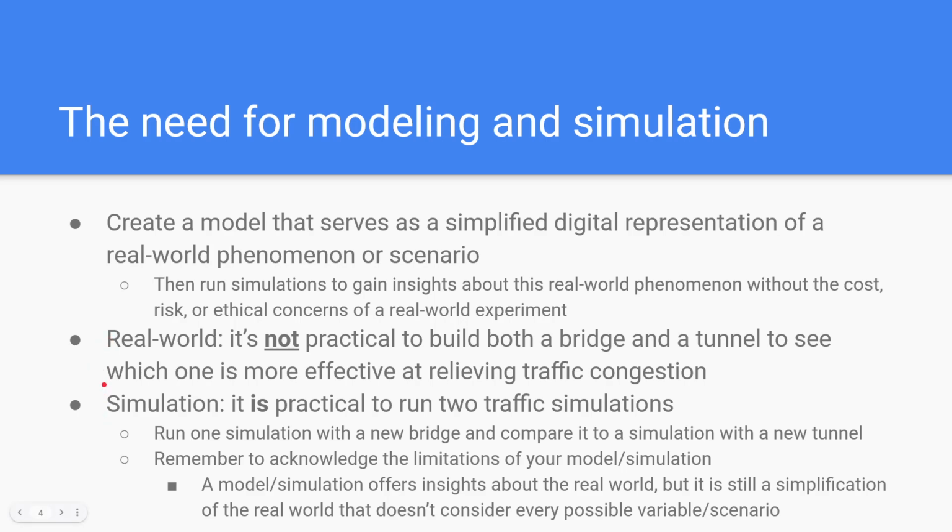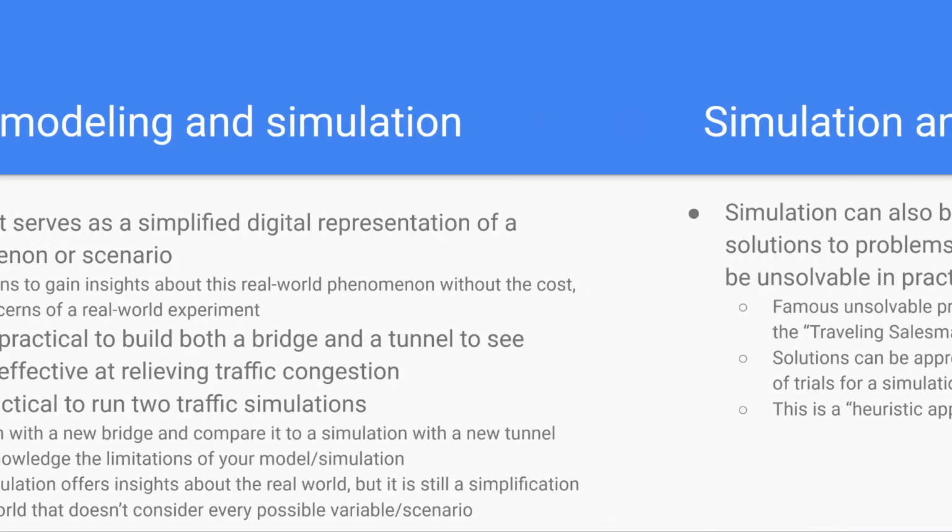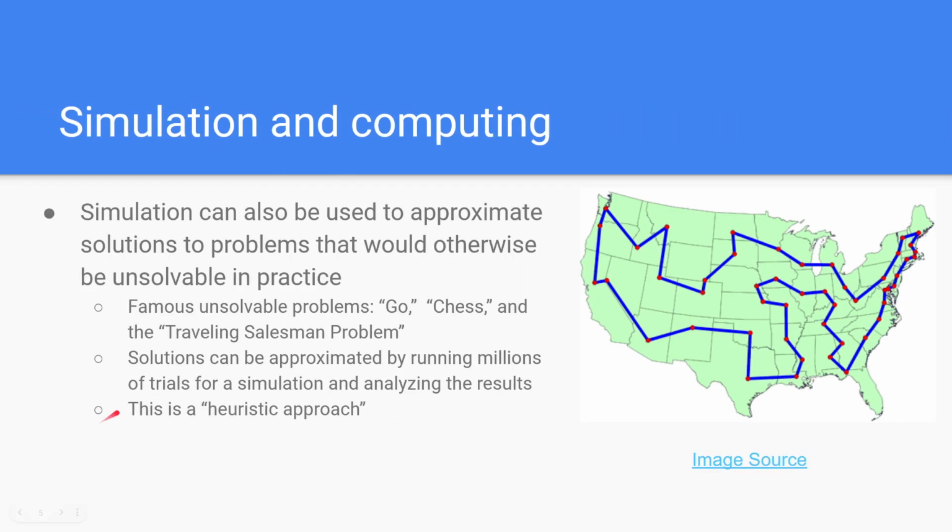So creating a traffic model of New York City and then running a simulation with the bridge versus a simulation with the tunnel, that's going to be your best way to make an informed decision going forward. And that's the idea of modeling and simulation. And then we'll talk about, after spring break, some other cool things we can do with simulations. But I'm going to end the notes right here.